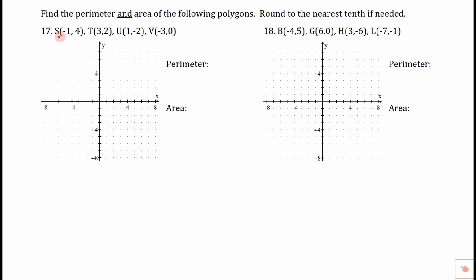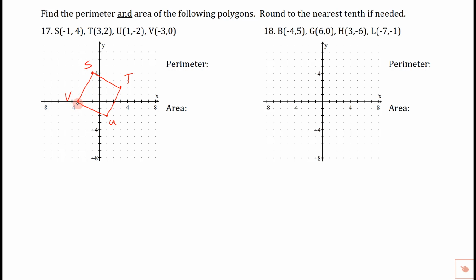So let's graph this. S is at -1, 4. So back 1 and up 4. So S is right there. T is at 3, 2. So over 3 and up 2. So there's T right there. And then let's see, U is at 1, -2. There's U. And then V is at -3, 0. So V is right here. Now, if we wanted to, we could write down all the coordinates next to them. They are sitting right there, so I'm just going to leave them on this one.